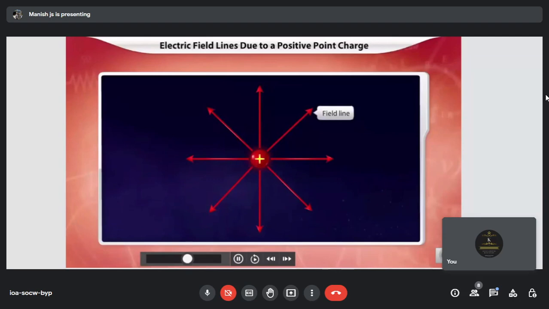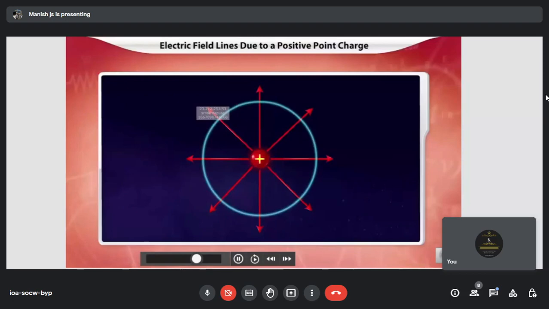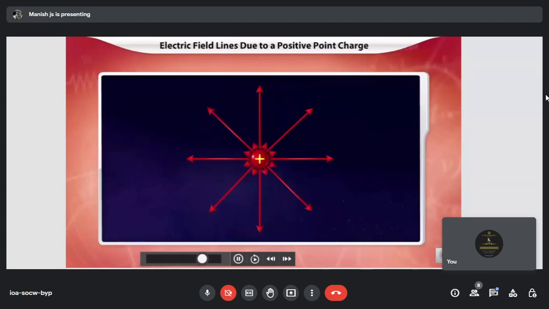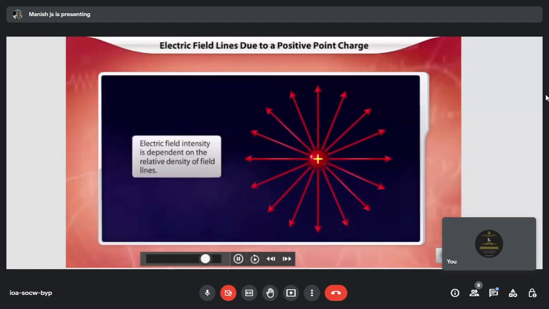Now, the electric field strength is portrayed by the density of the field lines. Electric field lines are closer near the charge, which means the electric field is stronger there. Likewise, as we move away from the charge, the electric field lines are more apart, indicating that the electric field is weaker in that region. You may draw more number of lines, but the electric field intensity is dependent only on the relative density of field lines.